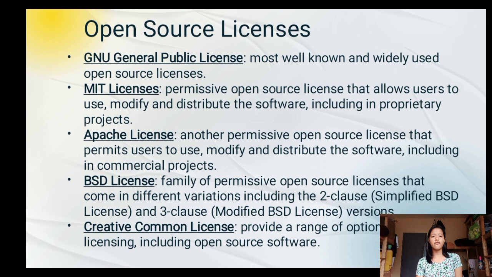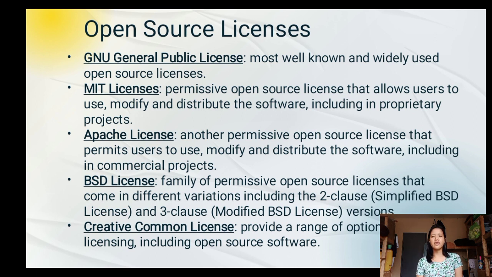BSD licenses are a family of permissive open source licenses that come in different variations, including the 2-clause or simplified BSD license and 3-clause or modified BSD license versions. BSD licenses allow users to use, modify, and distribute the software even in proprietary projects with relatively few restrictions.